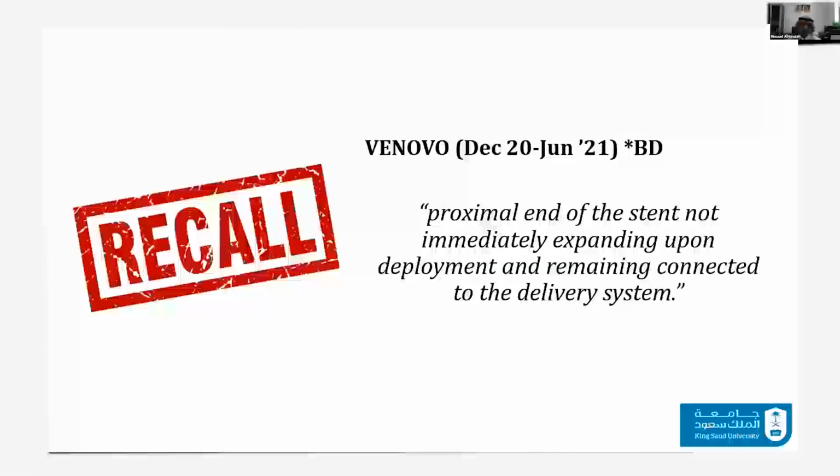However, Venovo has actually been recalled because the proximal end of the stent does not immediately expand upon deployment, and it still remains attached to the delivery system, which has been reported in a few instances. It really is problematic when you try to manipulate the delivery system to get it off, because that could result in a lot of local trauma to the vein and increase the thrombosis risk.